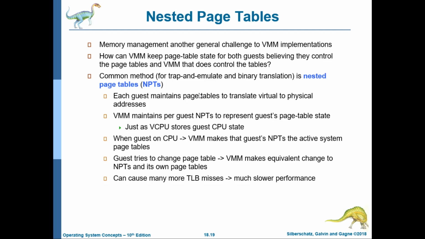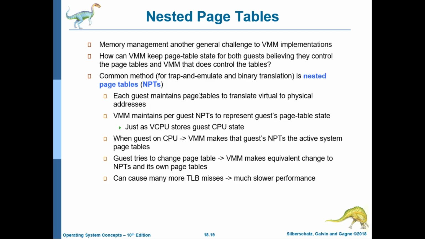Next we have the nested page tables. Memory management is another general challenge to VMM implementations. How can the VMM keep page table state for both the guests, who believe they control the page tables, and the VMM, which does control the tables? To answer that, the common method for trap-and-emulate and binary translation is nested page tables, or NPTs. Each guest maintains page tables to translate virtual to physical addresses, and the VMM maintains per-guest NPTs to represent the guest's page table state, just as the vCPU stores guest CPU state.